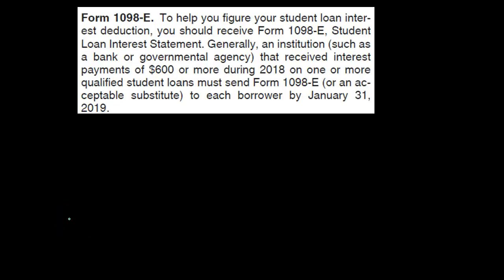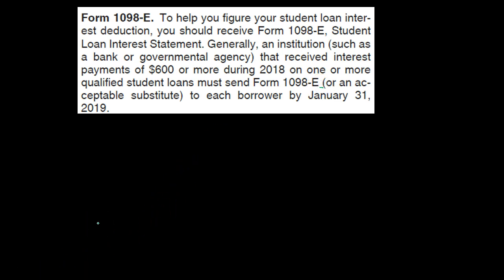Form 1098-E. To help you figure your student loan interest deduction, you should receive a Form 1098-E student loan interest statement. Generally, an institution such as a bank or government agency that receives interest payments of $600 or more during 2018 on one or more qualified student loans must send a Form 1098-E. So note here we have a limitation that you want to be aware of.